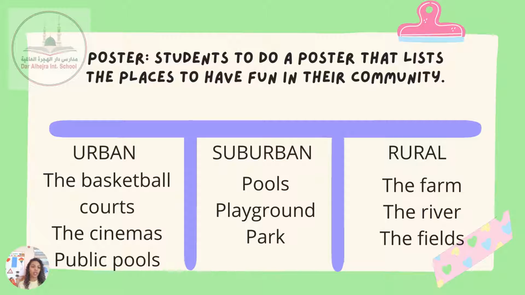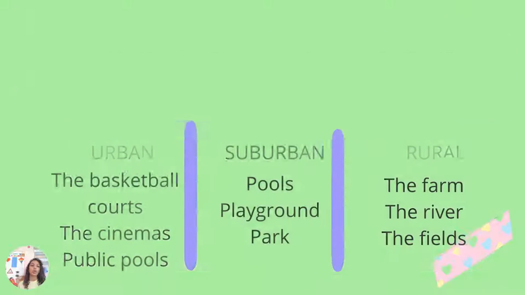For example, in an urban area, places to have fun are the basketball courts, cinemas, public pools. Suburban area, pools, playground, and the park. And rural areas, the farm, the rivers, the fields.